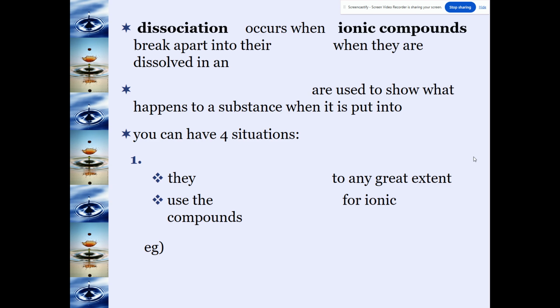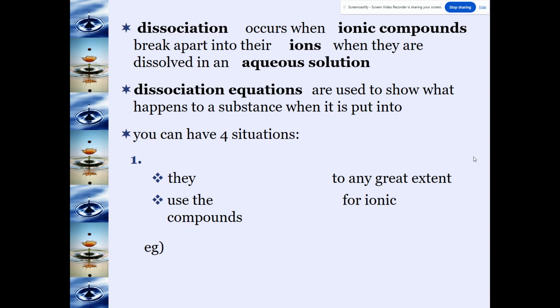So we're going to look at showing this in a process called a dissociation equation. So a dissociation equation shows what's happening to our solute when we place it in water. So you're going to start by showing the formula of the compound before it's in water, and then you're going to put an arrow and show what it looks like after it's in water. Okay? And there are 4 categories or 4 scenarios of what can happen to your compound when it's in water.